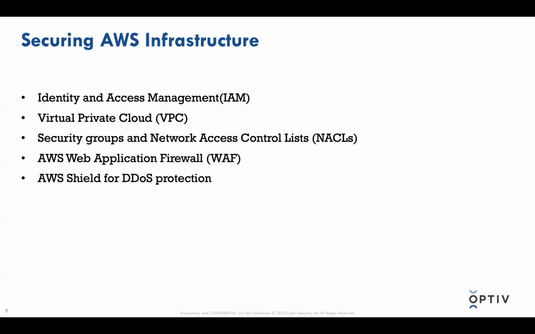Security groups and network access control lists constitute another vital infrastructure component. Security groups act as virtual firewalls at the instance level, controlling inbound and outbound traffic.